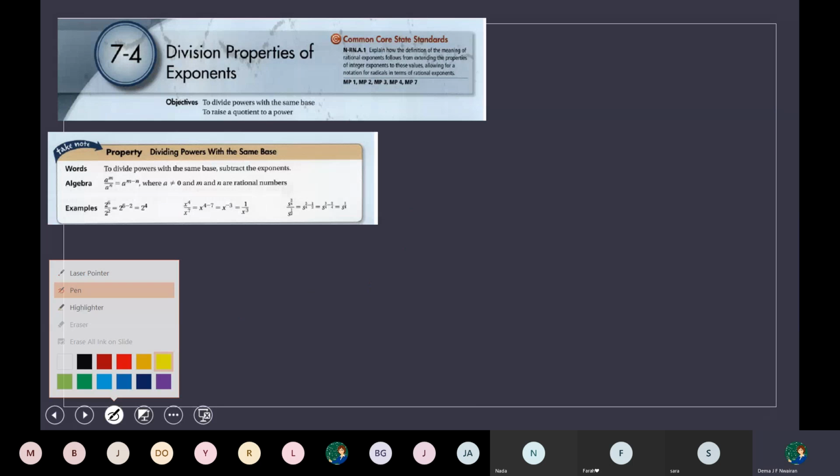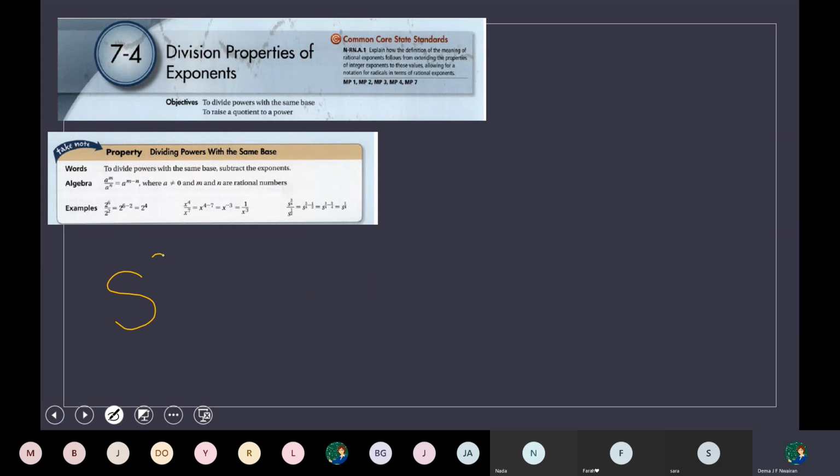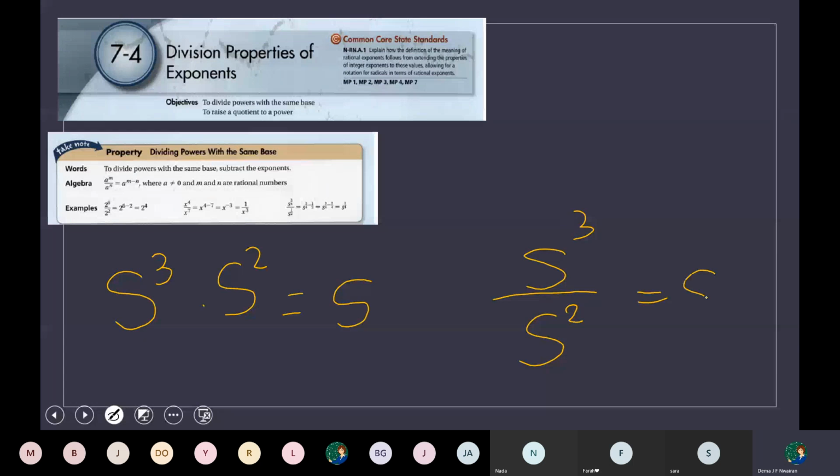So if you have now s to the power 3 multiplied by s squared, and s to the power 3 divided by s squared. The first one, I will pick up s, and the second one also, I will pick up s. In the multiply, I will add them, but in the divide, I will subtract them. This is actually the difference. The first one, I will add 3 plus 2. The second one, I will subtract 3 minus 2.